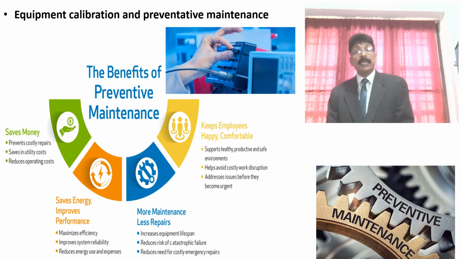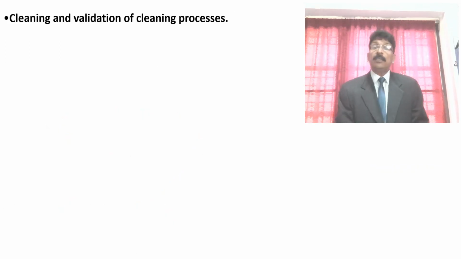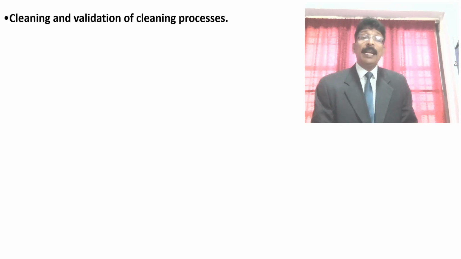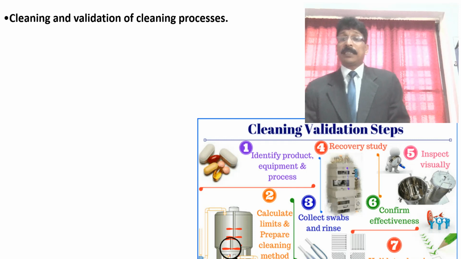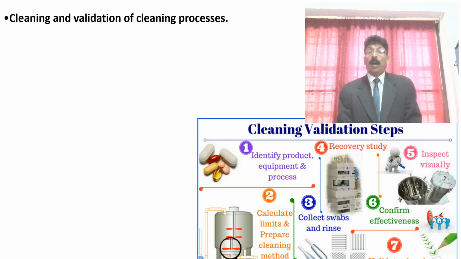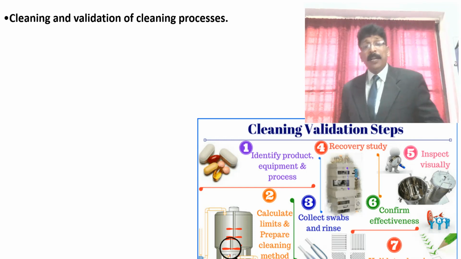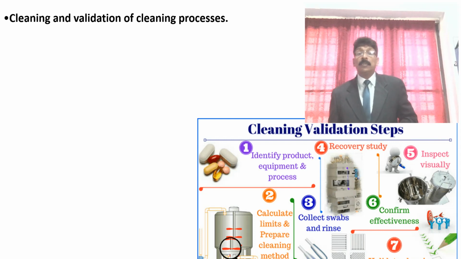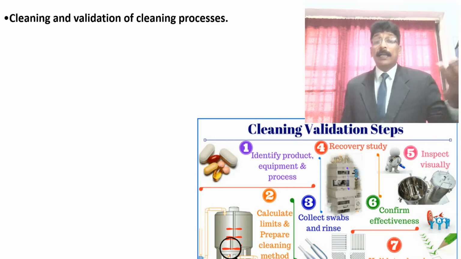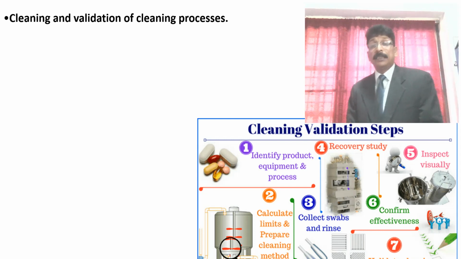So students can write many points regarding equipment calibration and preventive maintenance. Cleaning and validation also come as part of equipment validation. You can see the cleaning validation steps, there are 7 steps shown in this picture. Identify the product process, calculate the limit, prepare the cleaning method, collect the swab and rinse, and you can find out what type of microorganism is present, and purity can be tested.